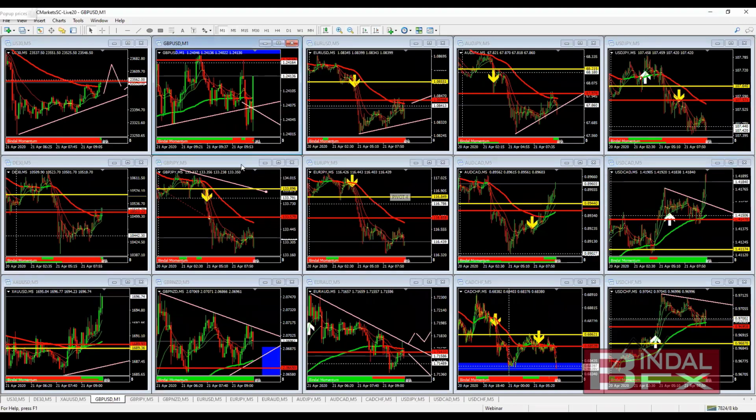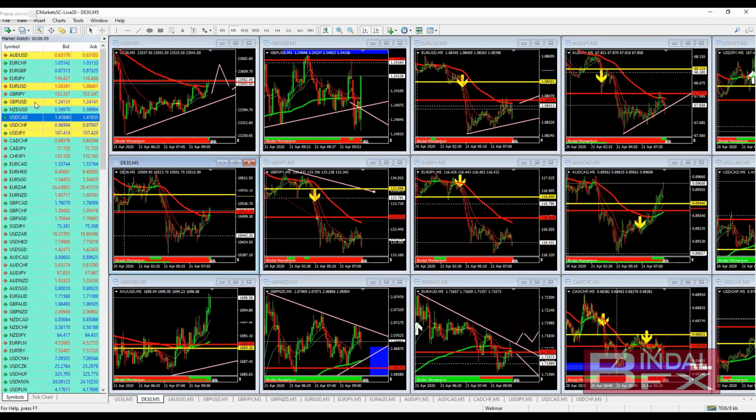FTSE and Aussie dollar, cool. Aussie dollar.